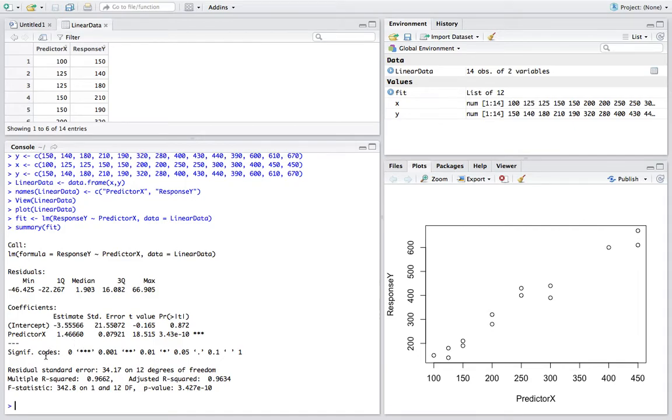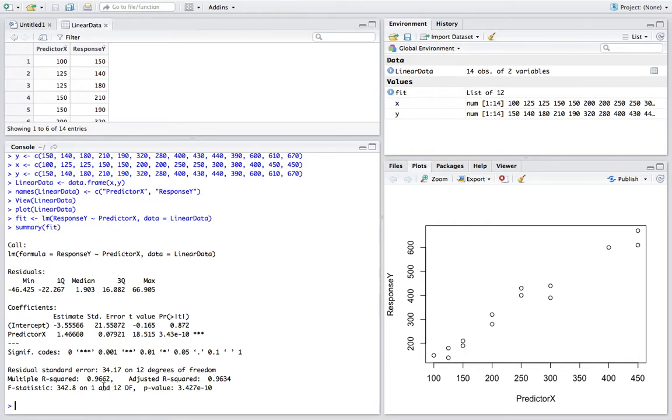And you'll also note that there are significant codes down here, and this just tells you at what level of significance all these variables are important. So you'll note that the slope, or the predictor variable, has 3 stars, which indicates that it is significant at a level of 0.001, which is highly significant.